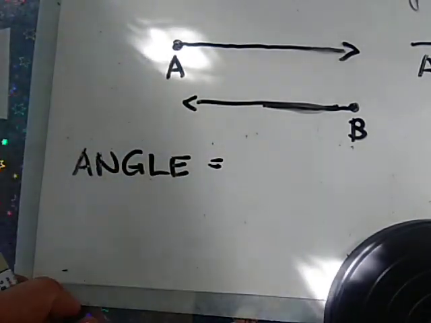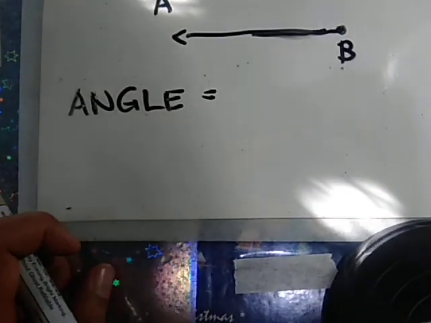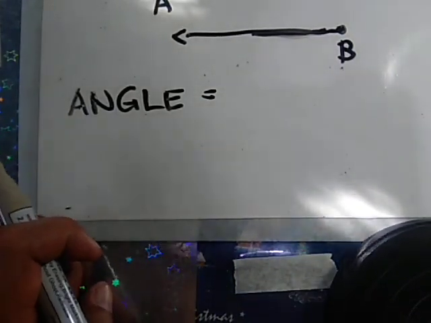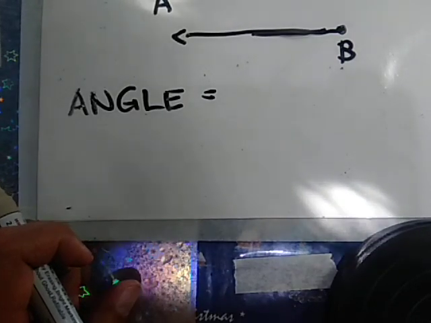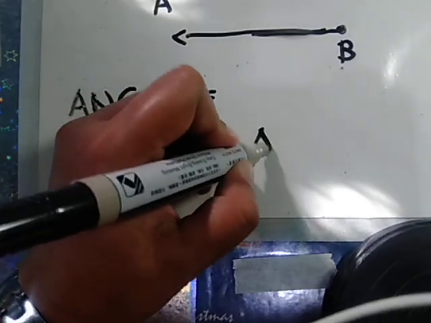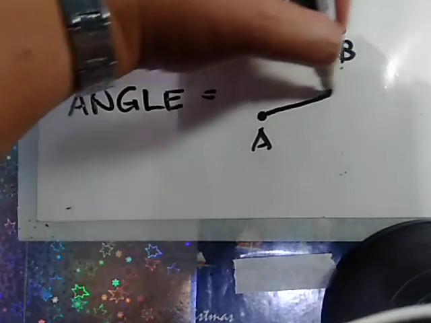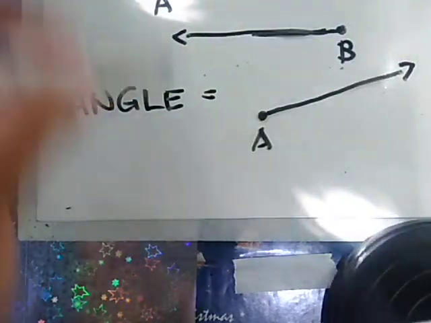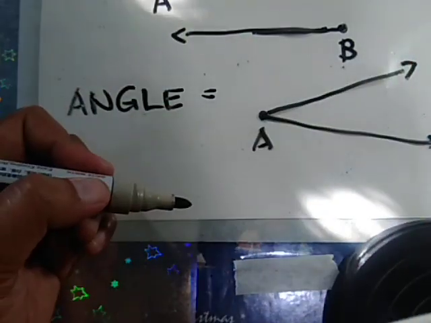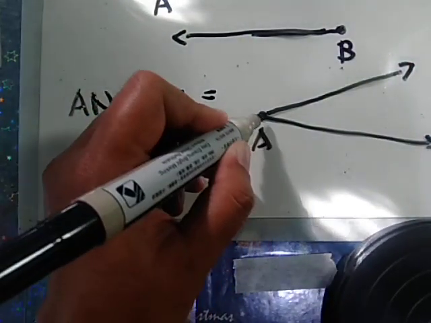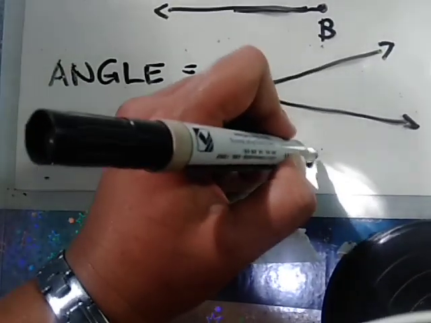Now what is an angle? An angle is two rays that intersect or meet at one point, which is called the vertex. So let's say this is point A, and then one ray could go that way, another ray could go that way. But the point where they intersect or meet, that's what you call your vertex.